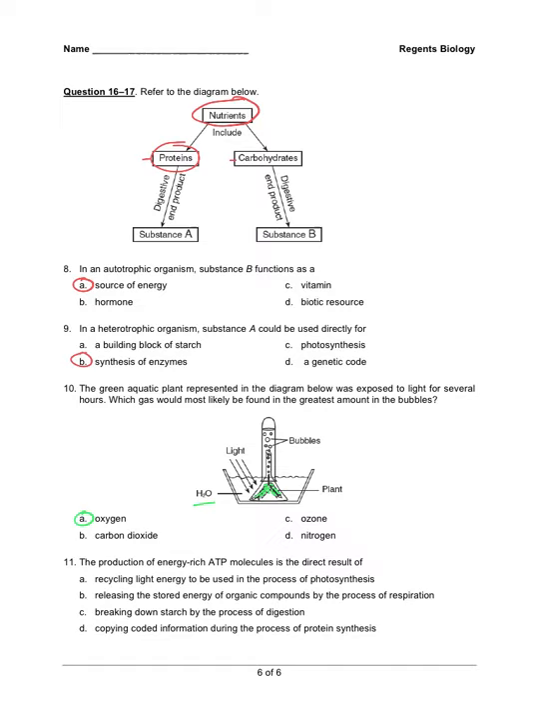Number 11 says, the production of energy-rich ATP molecules is the direct result of, and that is B, releasing the stored energy of organic compounds by the process of respiration.